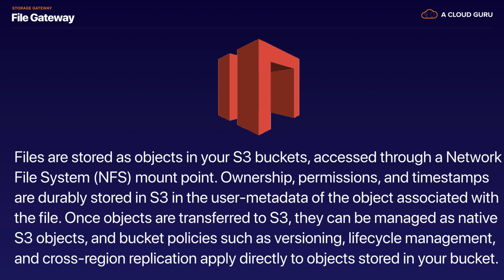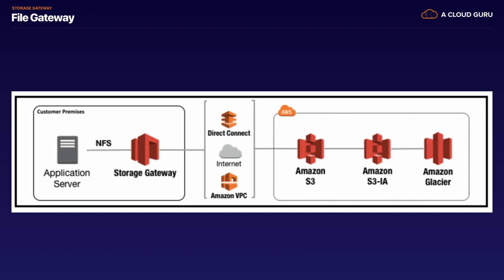So it's basically a way of connecting your on-premise infrastructure to S3. So here's a good example. Got our application server here. It's using an NFS mount point to Storage Gateway that then connects in over the internet or over Direct Connect, which we're going to cover off later on in the networking section of the course, as well as Amazon VPC. And then it's going to store your files in S3.